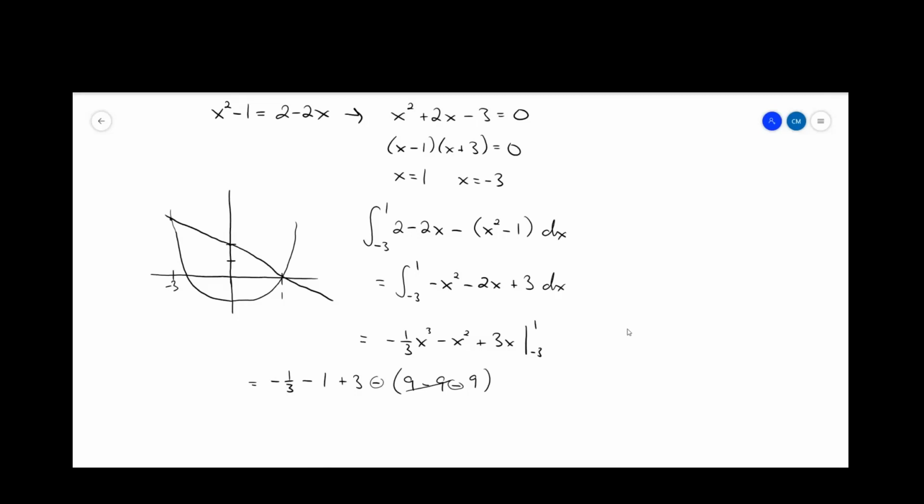Minus 1 is 11. So what is that? 11 minus 1/3. And that's 33 over 3, so 32 over 3, if I did all that correctly. Okay. Any questions? And if you see me make a mistake, please stop me or tell me that I made a mistake, or that you think I did anyway.